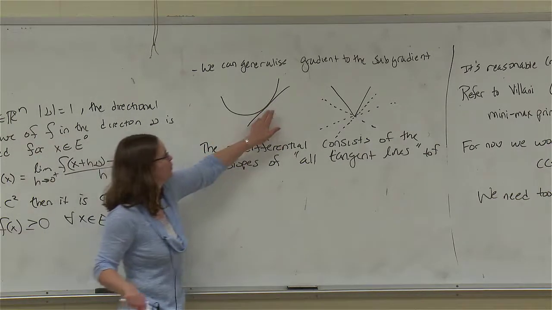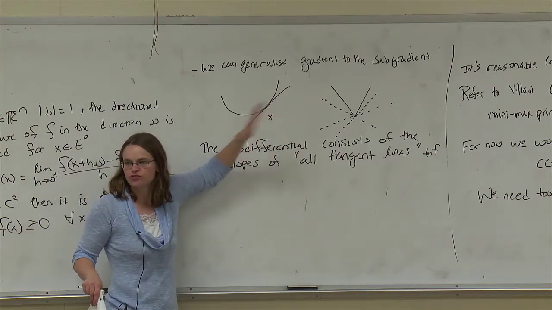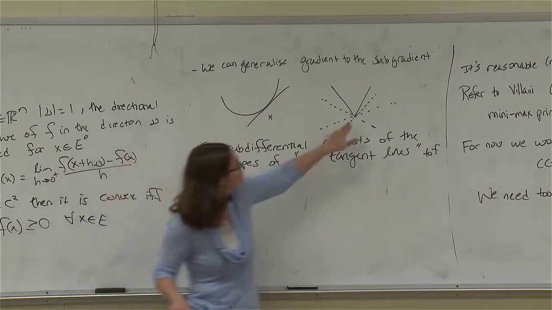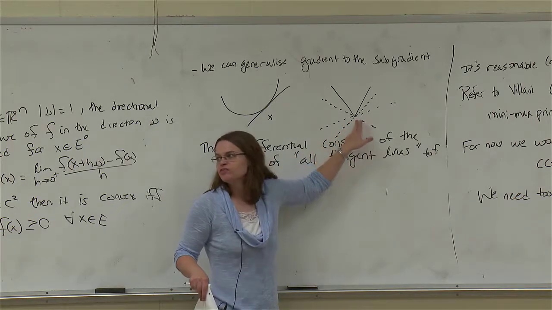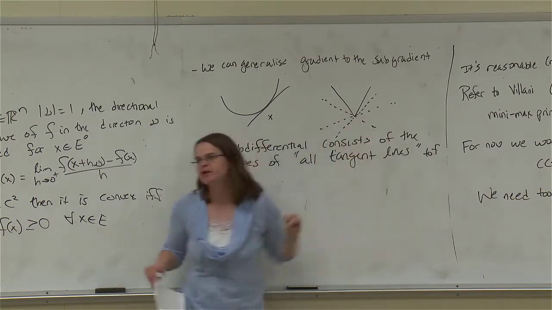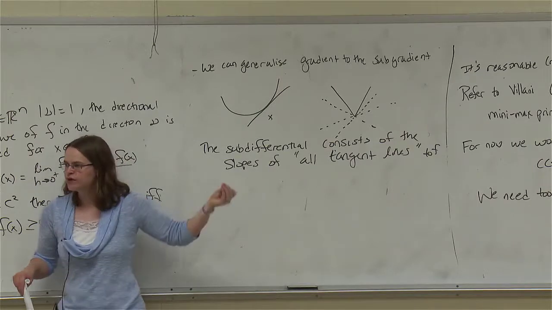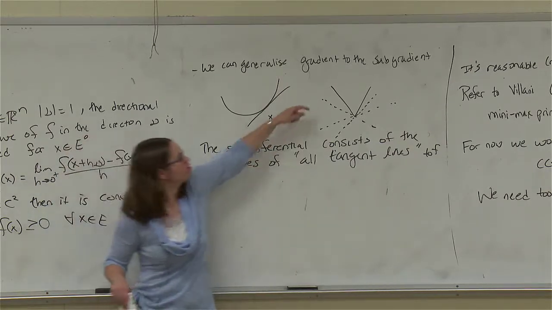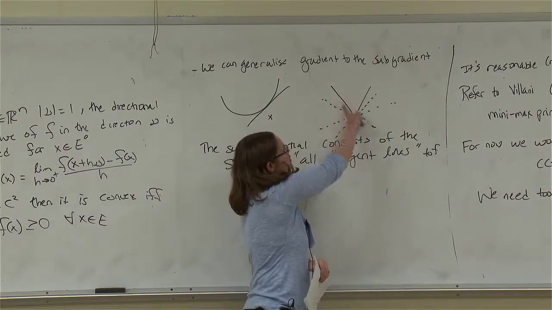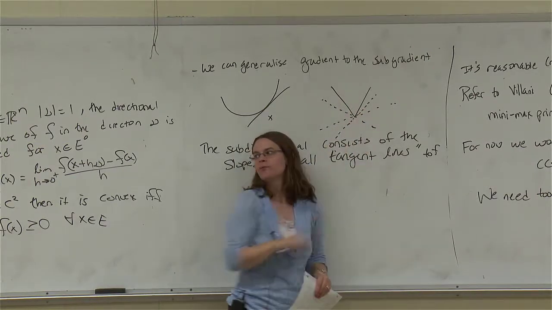Like right here, there's only one tangent line I could draw. There's only one slope I'm going to come up with. But right here, there's lots of different slopes I can come up with. Actually, there's infinitely many of them. So my subdifferential is going to give me a set that includes all these different values. Everything between -1 up to 1.